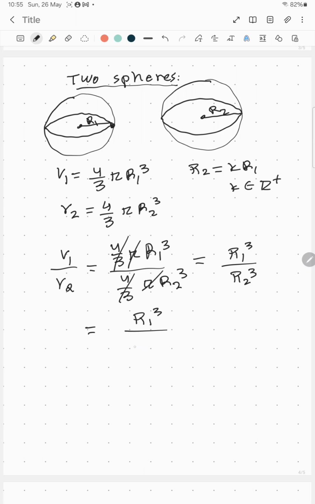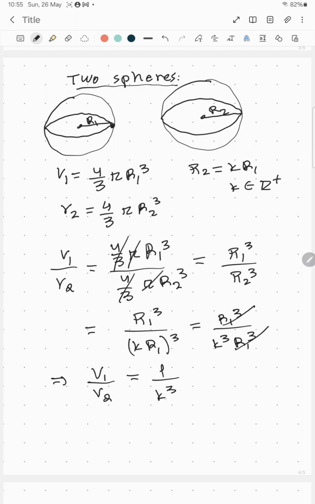But we know that R2 is k times R1 and all raised to the third power. So the denominator is k to the power of 3, R1 to the power of 3. We simplify and we have that V1 divided by V2 equals 1 over k to the power of 3. So the volume V2 equals k to the power of 3 V1.